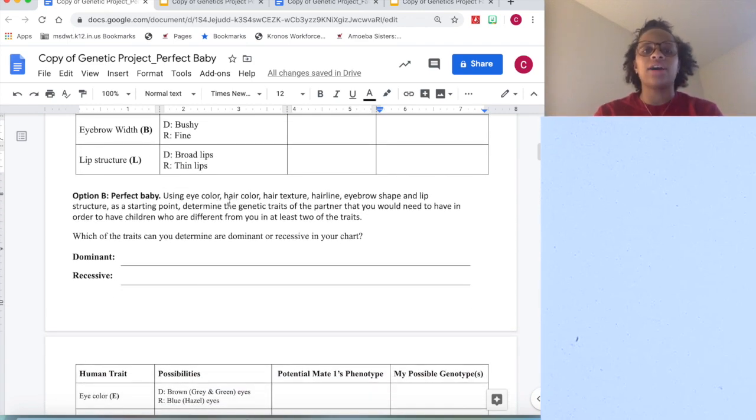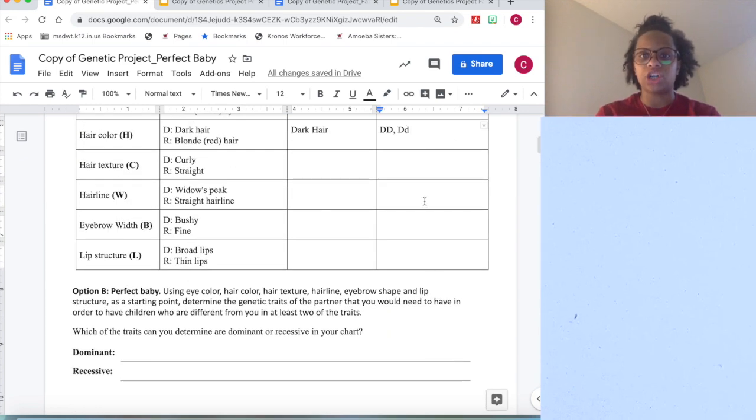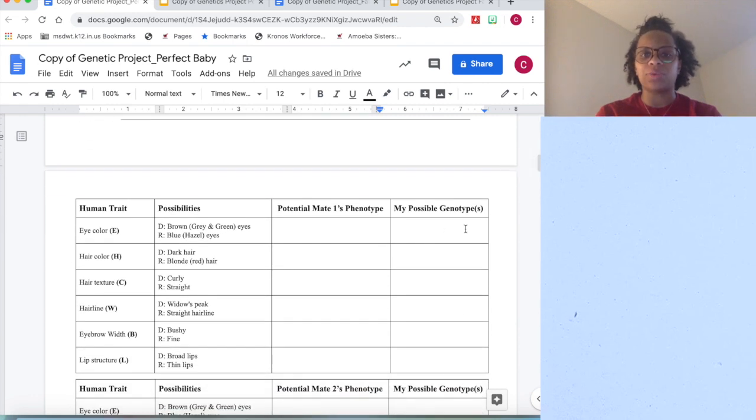Now, using eye color, hair texture, hairline, eyebrow shape, and lip structure as a starting point, you're going to determine the genetic traits of the partner that you would need in order to have children who are different from you in at least two of the traits. Down here, you're going to specify which traits you're dominant for and which traits you're recessive for. Over here, you put your possible genotypes, the same information that you had above from this chart. You're going to put that same information right here.